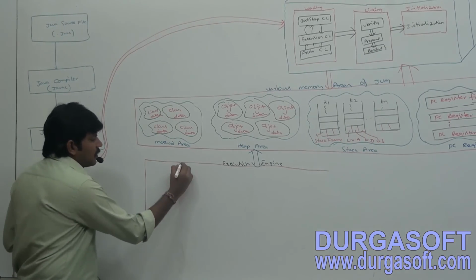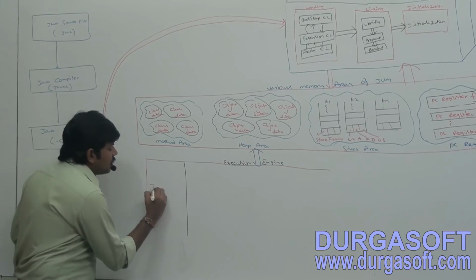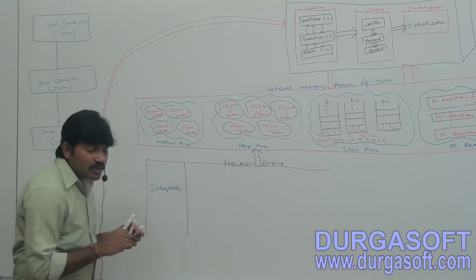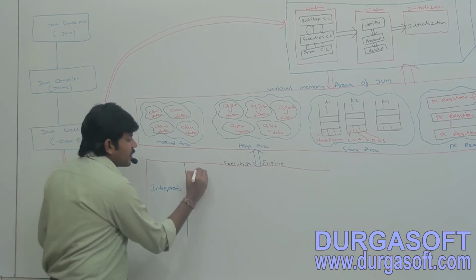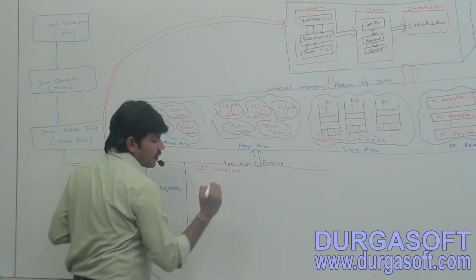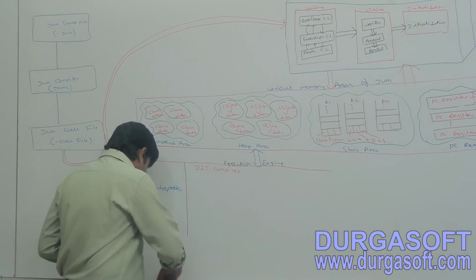The first part is the interpreter. Have you remembered? The first part is the interpreter. The second part is the JIT compiler. Have you remembered? JIT compiler, how is it going to work? What are the various components inside?